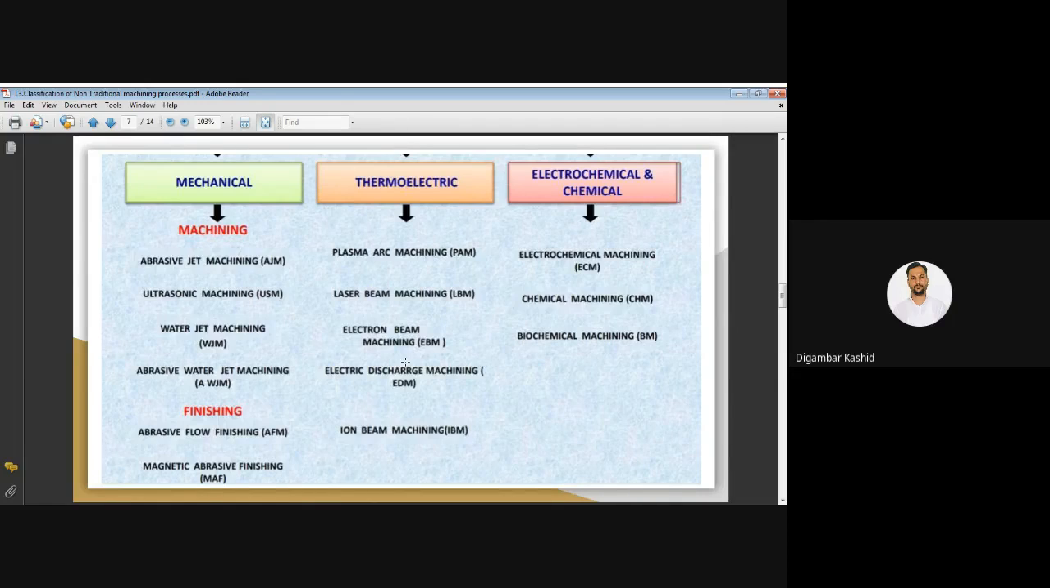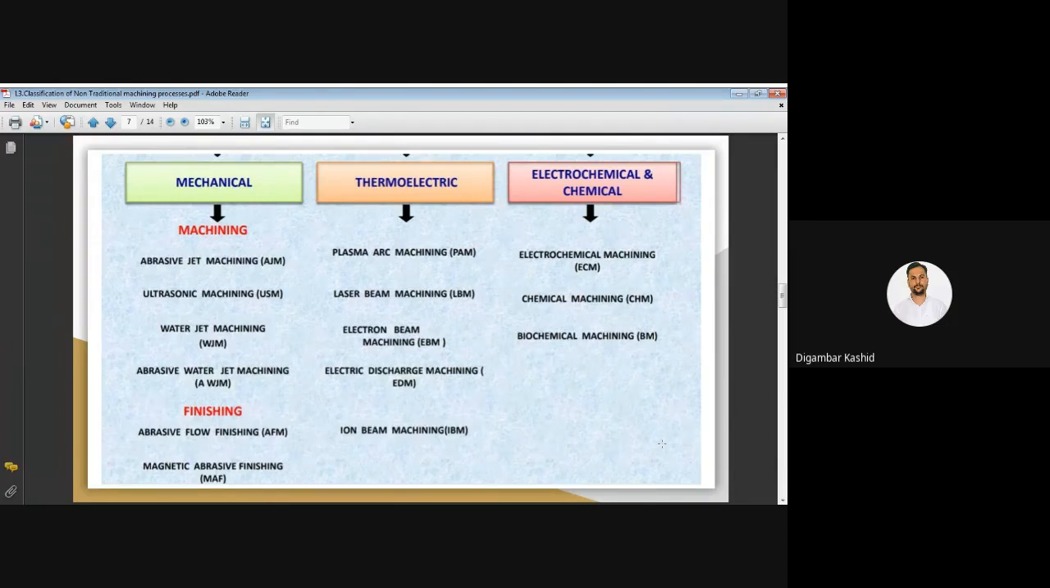If you have the notebook and pen, then please write this down within 1 minute, because this is important. Whatever syllabus we have for chapters 2 to 5, we have this much syllabus, except biochemical machining and except the finishing processes. But for your knowledge, I have mentioned biochemical machining, it is also part of advanced machining processes. In our syllabus we don't have the finishing methods.